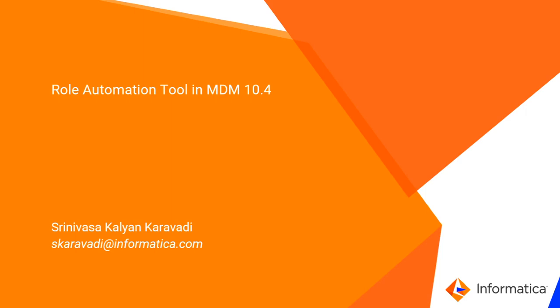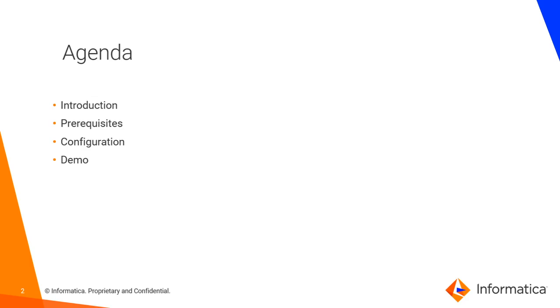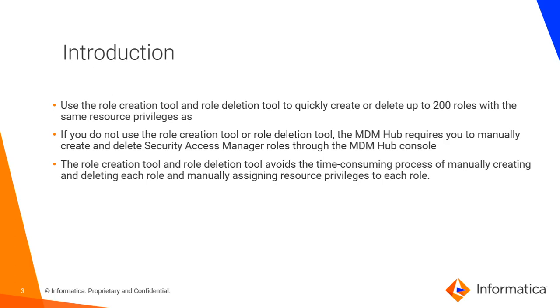Automation Tool in MDM. The agenda for today's topic is Introduction to Role Automation Utility, Prerequisites, Configuration, and the demo. Introduction: the Role Automation Utility is basically used to copy repetitive roles using this automation tool. You can copy roles up to 200 times, and you can also delete them. With this utility, you do not need to use the Hub Console, where copying or creating this many roles would take a lot of time. So it will help us save a lot of time.